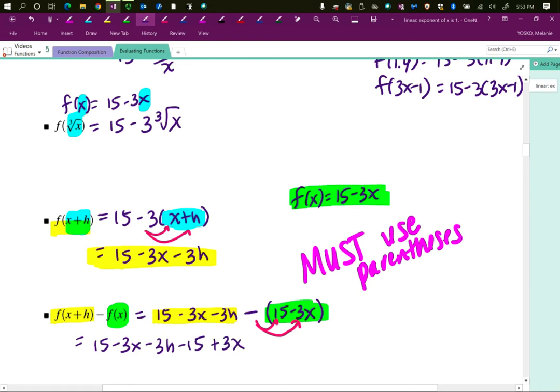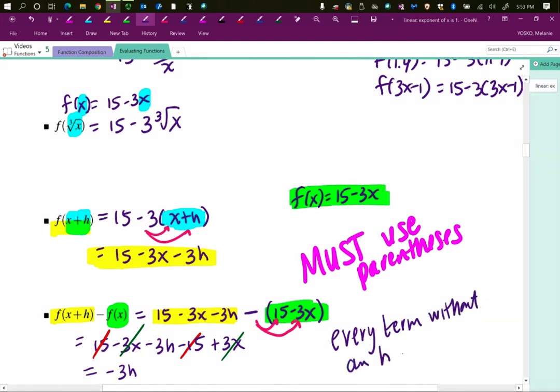Does that make sense? Now, can we combine any like terms? Let's check. Oh, look, we have 15 and a negative 15. We can cancel those. We have a negative 3x and a positive 3x. We can cancel those. So we end up with what? Just negative 3h? So this is really kind of a fun algebra problem. This is a piece of something called the difference quotient. I'll show you that in a second. But at this step, every term without an h will cancel, or you screwed it up.